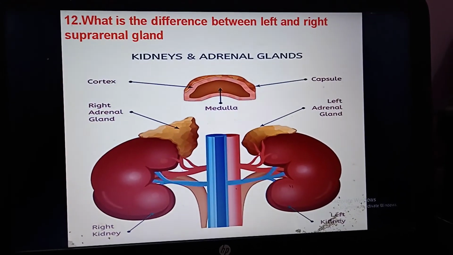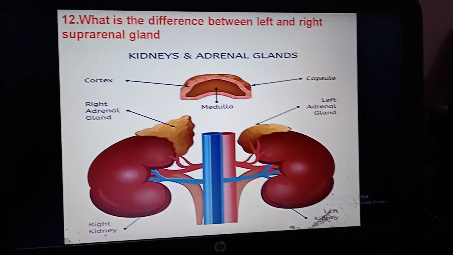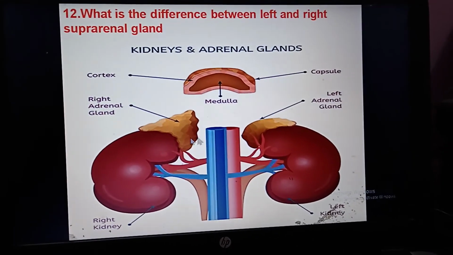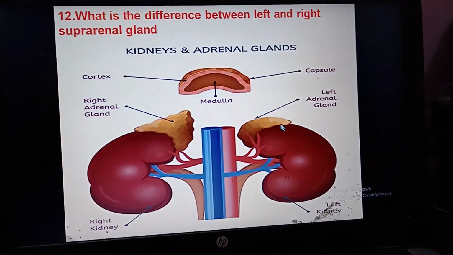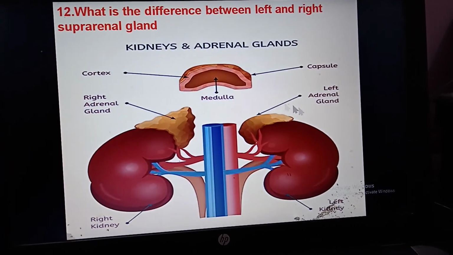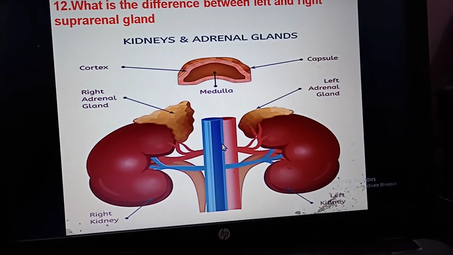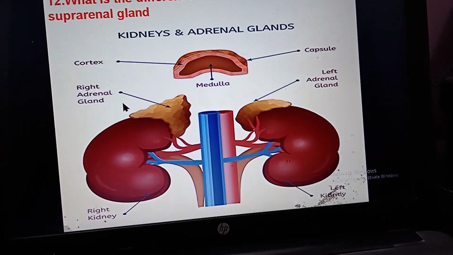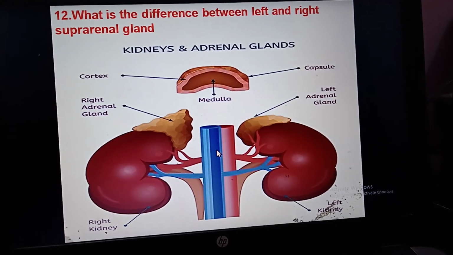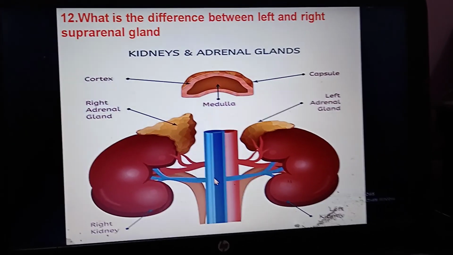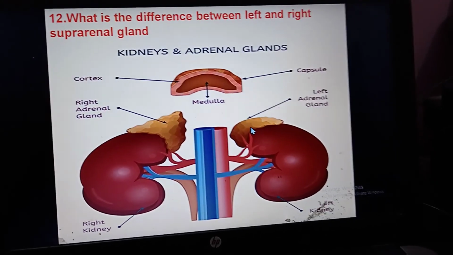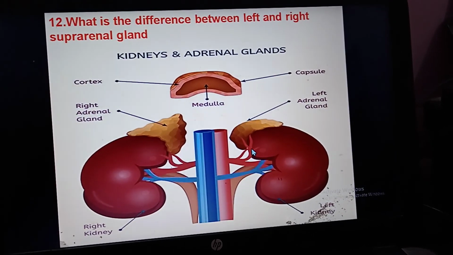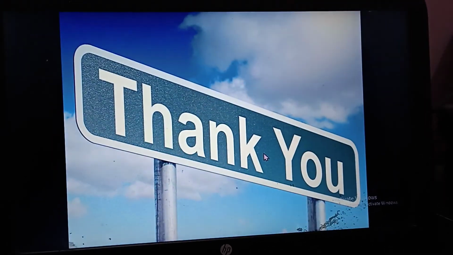What is the difference between the left and right suprarenal gland? This is the right, which is triangular, whereas the left is semilunar. And regarding venous drainage, they are different: the right adrenal gland drains directly into the inferior vena cava, whereas the left one drains into the left renal vein. Thank you.